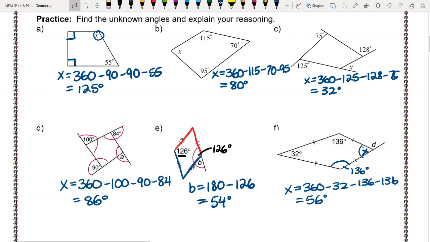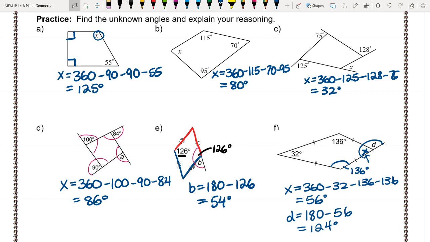Now, recall what we just discussed, which is that anytime I create an exterior angle by extending the line of a polygon, I have now created a supplementary pair. I know that x is equal to 56, and I'm trying to find D, so I can simply do 180 subtract 56, and I get D is equal to 124 degrees.